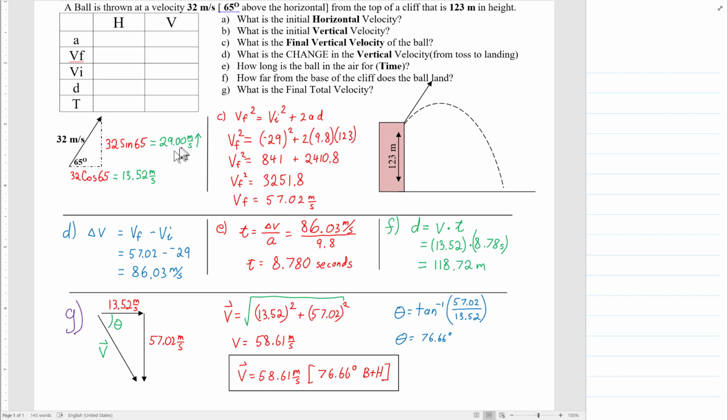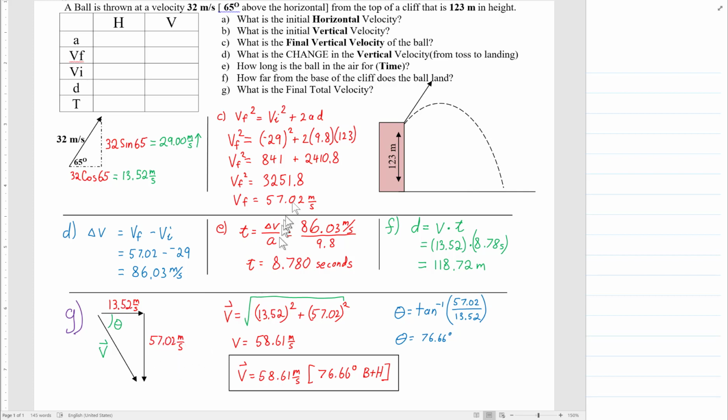So you take the 29 up and the 57 down, and add them together because they're opposite directions. If you want the difference, you actually have to add. 86 divided by 9.8 gives you the time. That's the time of the flight. Then you take that time and multiply it by that original horizontal velocity, and you get the horizontal distance that's traveled. That's called the range. And then the last one, the final total velocity, you get that squared and that squared.